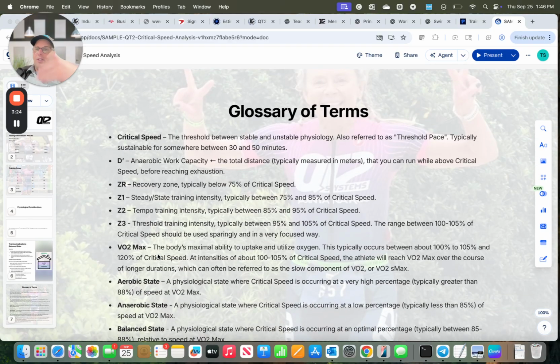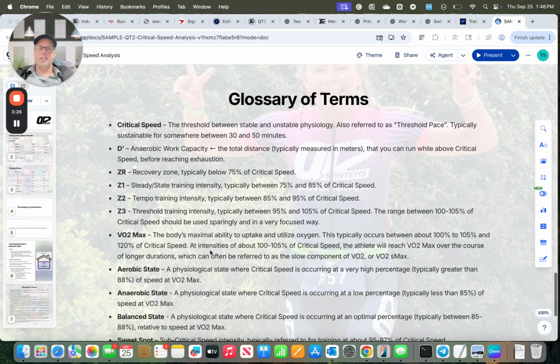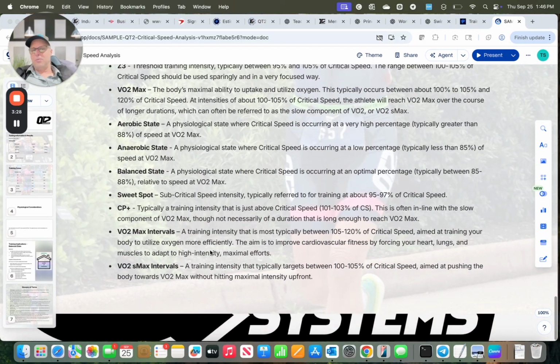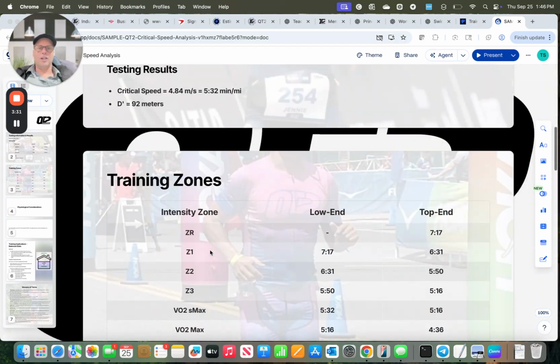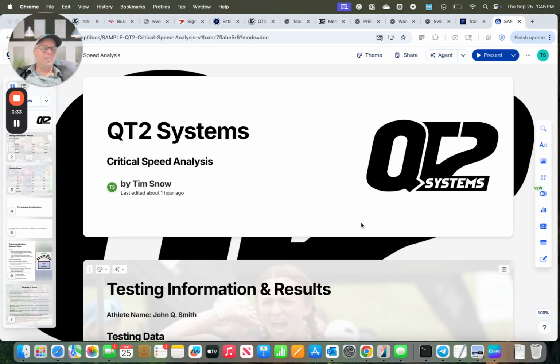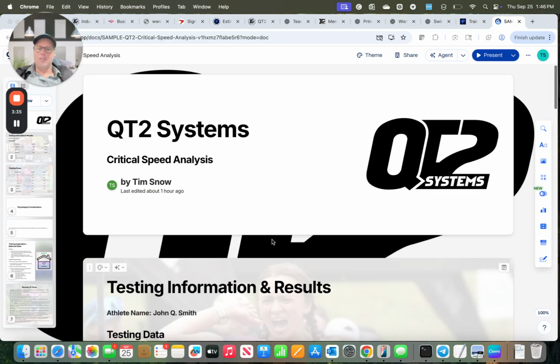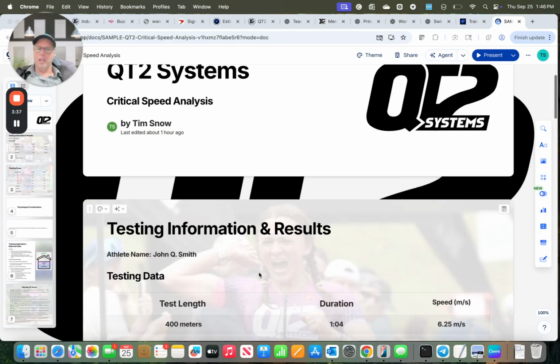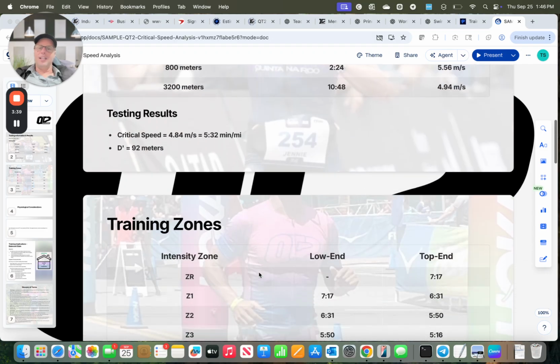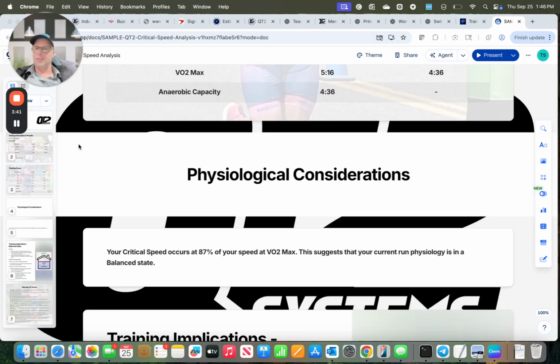The coach would deliver that analysis as well as the remaining glossary terms within this document. Each test result will come with this kind of analysis tool delivered to you, the athlete.